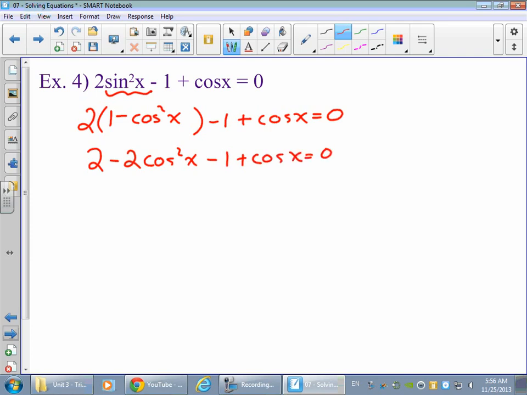And now I've got a 2 minus a 1, which will be a 1. I've got a negative 2x squared. Oh, sorry. I thought I had another negative 2x squared. I've got plus cos x plus 1 is 0. If I multiply everything through by negative 1, just to maybe make it look a little bit nicer.